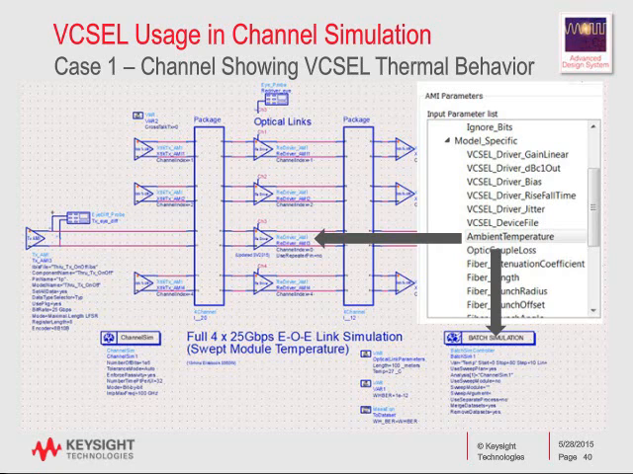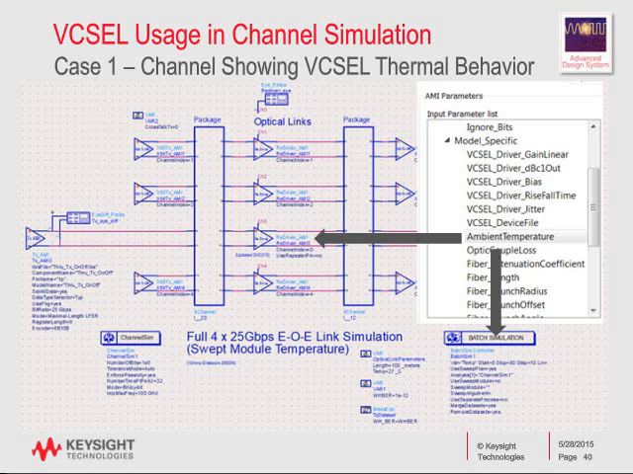So ambient temperature is one of the parameters that we allowed to be built into the IBIS-AMI model, and then we can assign that a variable inside the ADS and sweep it with a batch simulation, and we run a channel simulator. So what do the results look like for that?